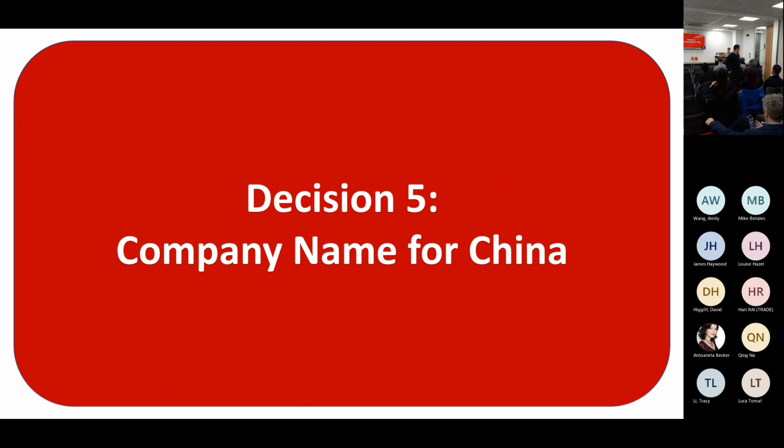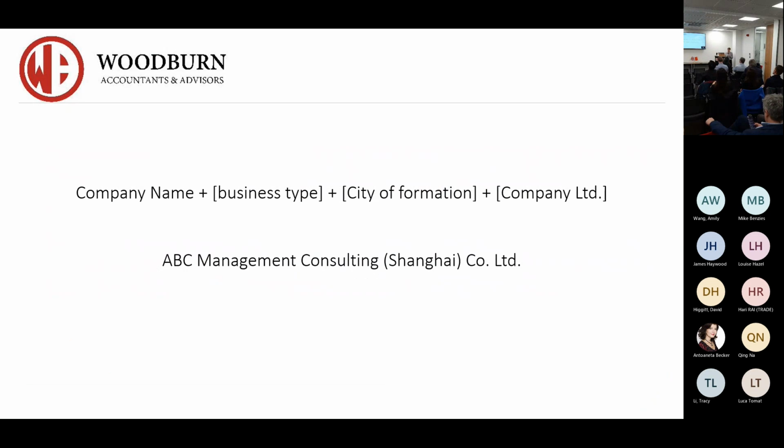The next one is location. Now, you might be wondering why I've put company name in the whole section on location. It's because when you create your company name, the location is inside. One thing I want to highlight is that when you create your company name, it's usually 3 to 4 characters. English names are not registered. It's just the Chinese name. You have the business type, which is why the business scope is very important. You've got the city where you're incorporating, and then company limited at the end because you are a limited liability company. Okay.